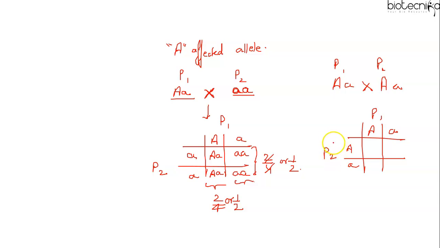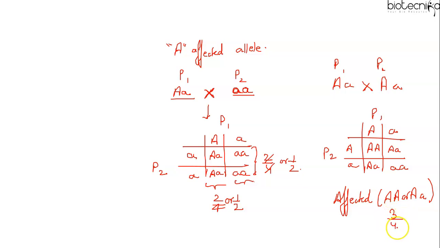So the Punnett square will show 4 possible combinations: homozygous dominant, which will be affected, heterozygous, which will be affected, and homozygous recessive, which will be unaffected. Therefore, the probability of an offspring being affected, as in this case homozygous dominant or heterozygous, is 3 out of 4.